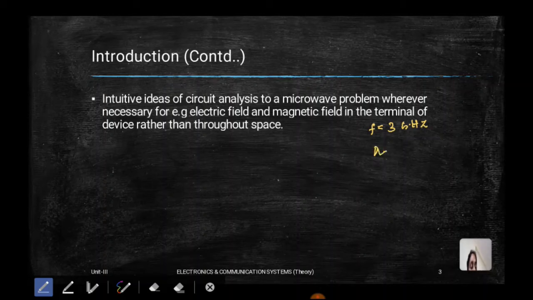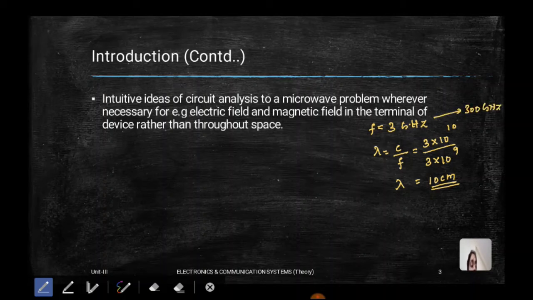What is the wavelength? The wavelength is nothing but c by f, where c is the speed of light. If I write it in centimeters, 3 into 10 to the power of 10 divided by the frequency, 3 into 10 to the power of 9. If I solve this, I get 10 centimeters. This is my wavelength. 3 gigahertz is quite a beginning level of microwave; it can go up to 300 gigahertz.